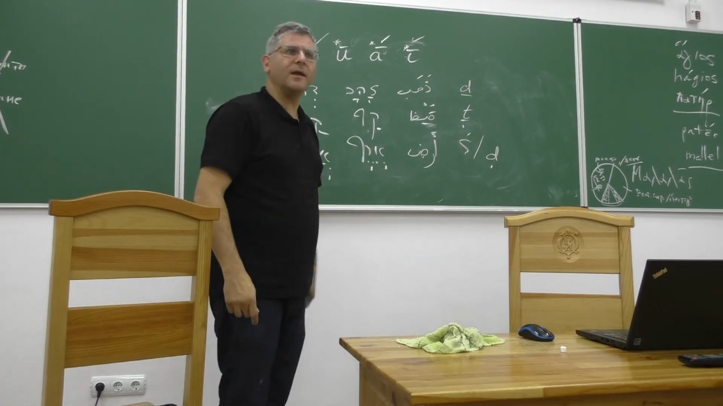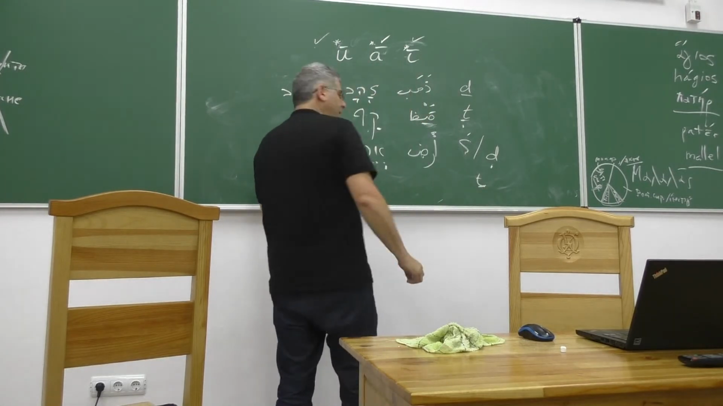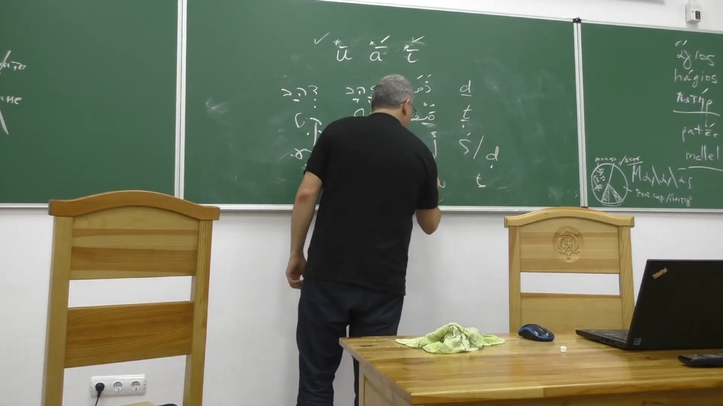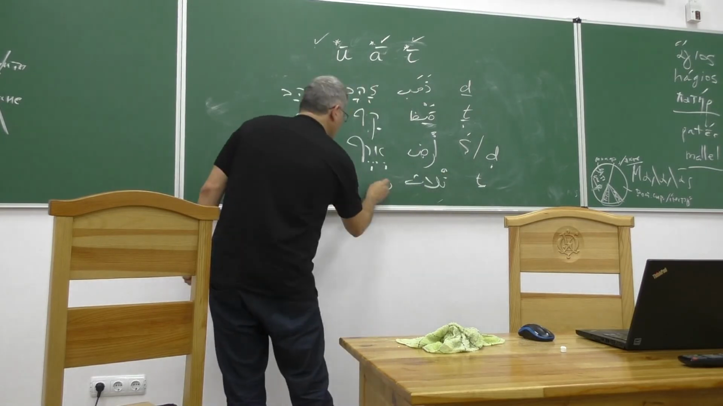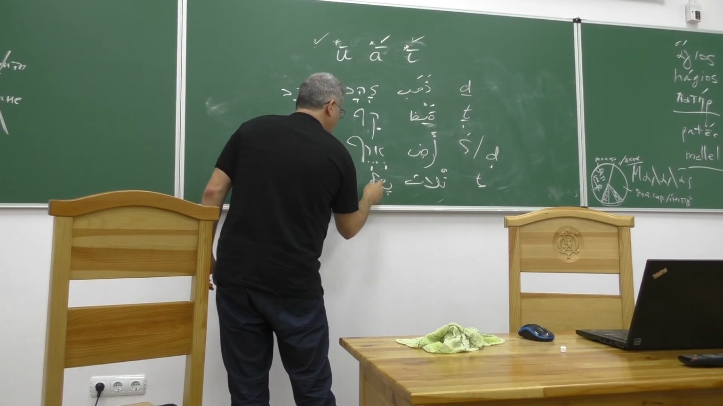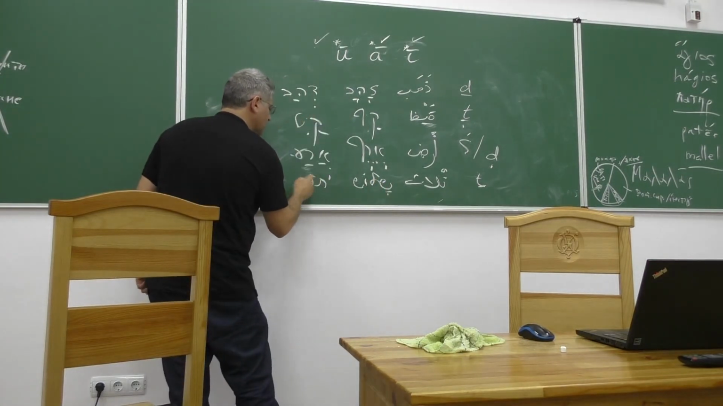And finally, th, which gives us in Arabic, for example, thalath, in Hebrew, shalosh, and in older Aramaic, tloth.